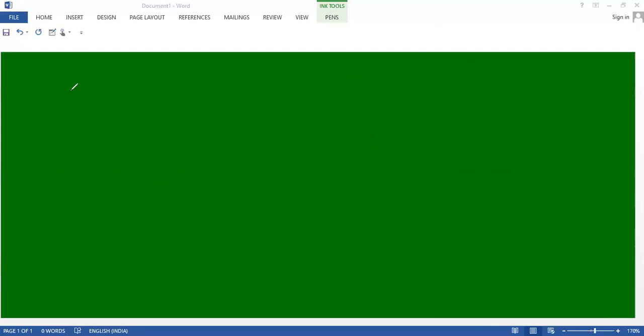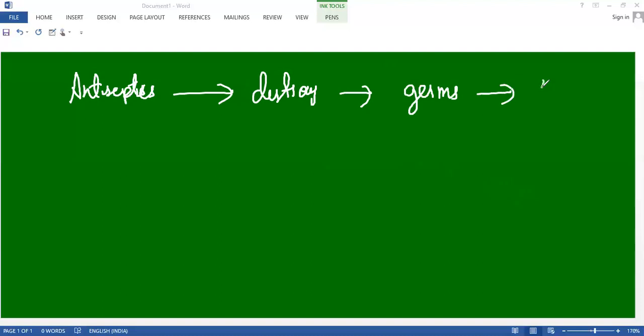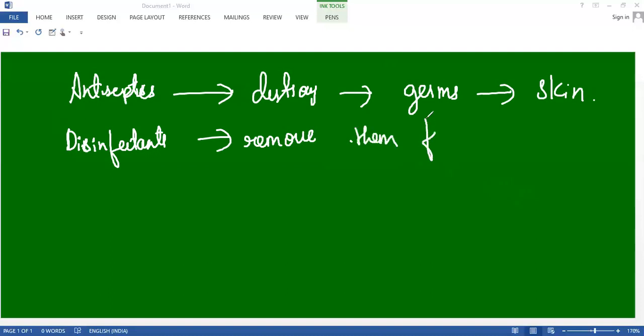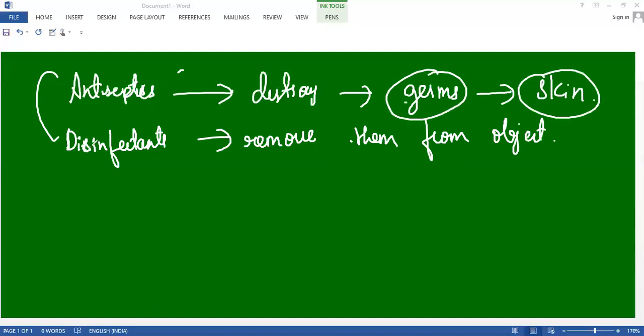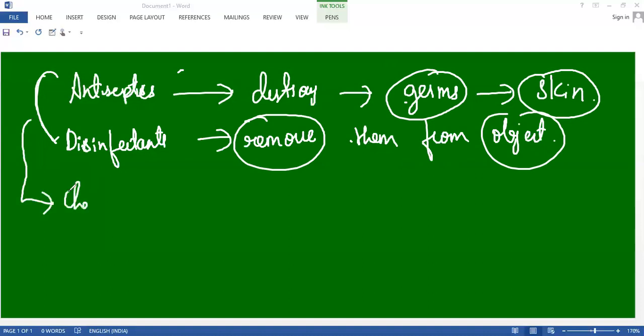The antiseptics will destroy certain germs that are present on the skin, whereas disinfectants will remove them from the object. So this is the main difference between the antiseptic and the disinfectant. The antiseptic destroys the germs present on the skin, whereas the disinfectant removes them from the object. And the other similarity is that both are chemicals.